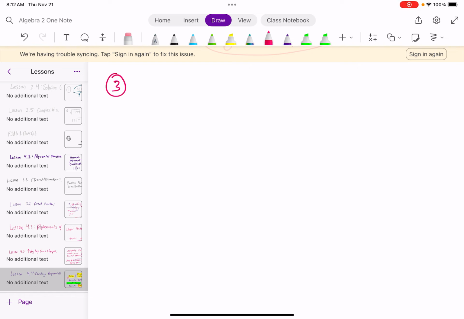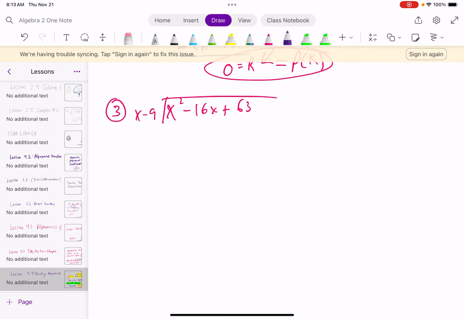Number 3 says divide. We have x squared minus 16x plus 63 divided by x minus 9. Same thing. X times x will give me x squared. X times negative 9 gives me negative 9x. Subtracting flips the signs. These cross out. I'm left with negative 7x. I bring down the 63.